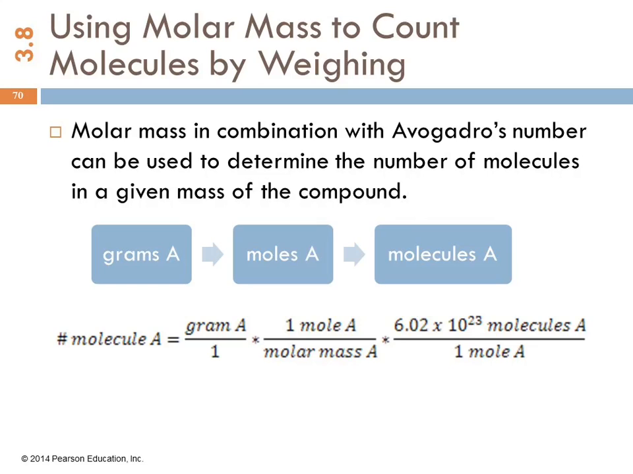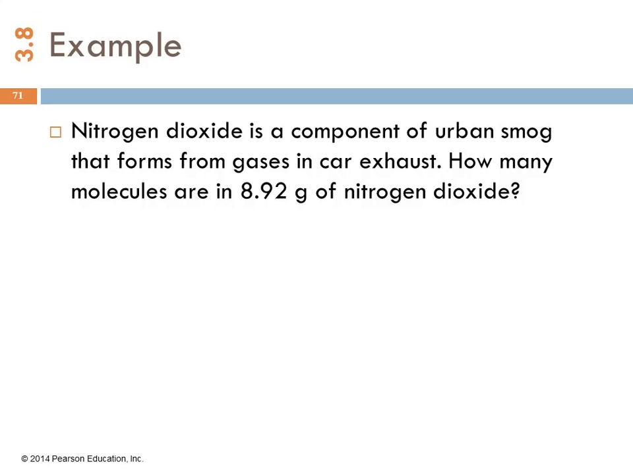So we talked about using mass to count atoms. We can use molar mass to count molecules. The basic idea here is if you have grams of compound A, you can find the number of moles of compound A using the molar mass, and then you can find the number of molecules using Avogadro's number. Example: nitrogen dioxide is a component of urban smog that forms gases in car exhaust. How many molecules are in 8.92 grams of nitrogen dioxide?